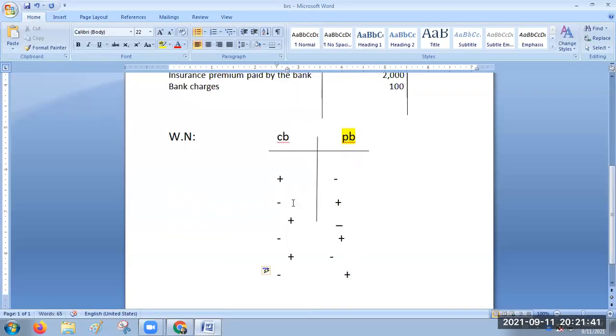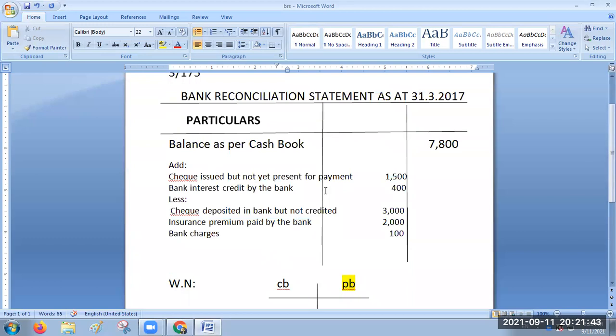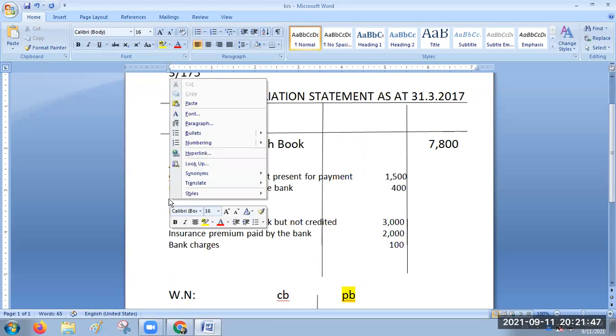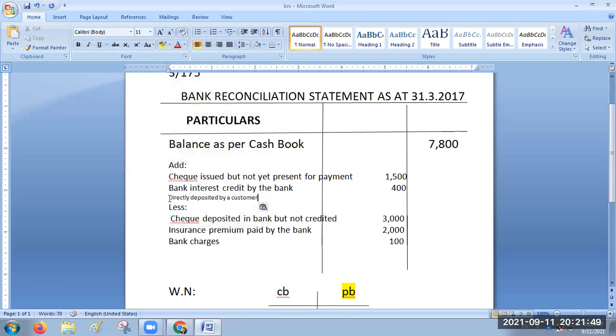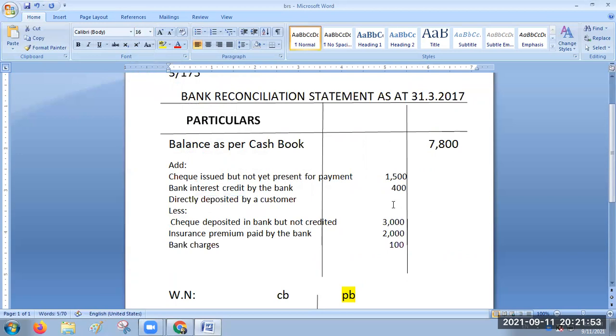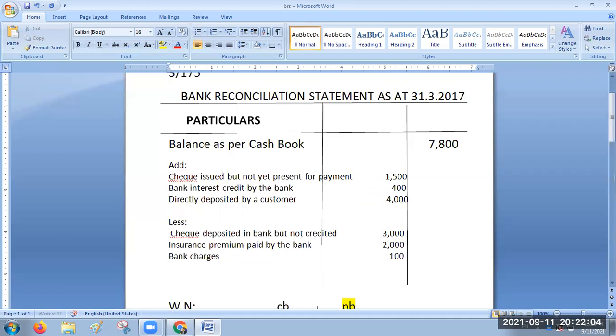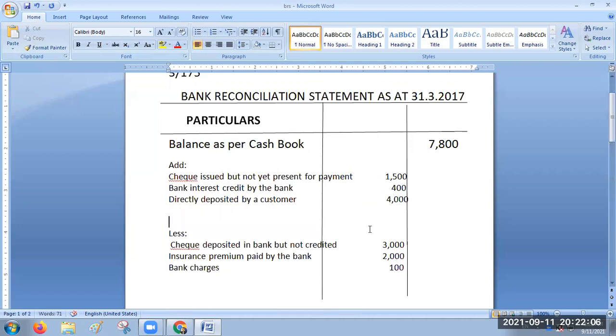So this side it is plus, no? So we have to add this. Directly deposited by a customer. It is 4,000. Okay, that's all, no? Yes, sir. You understood? Understood. Okay, right.